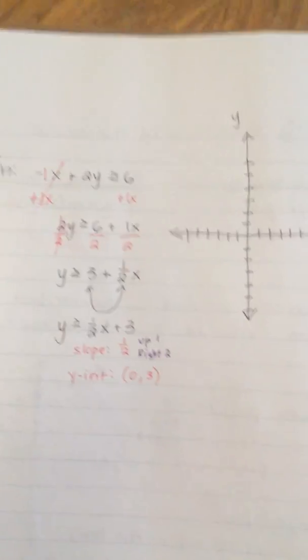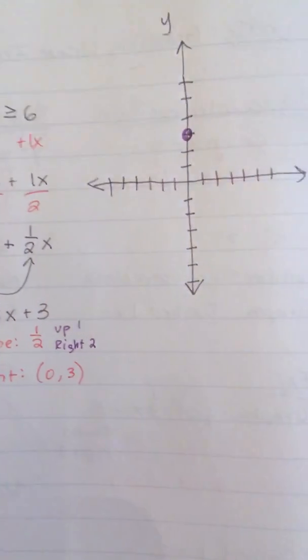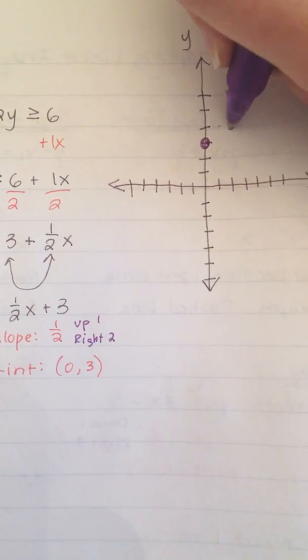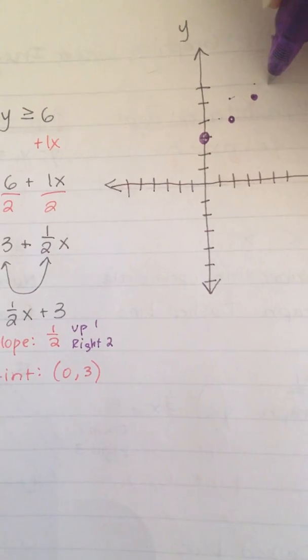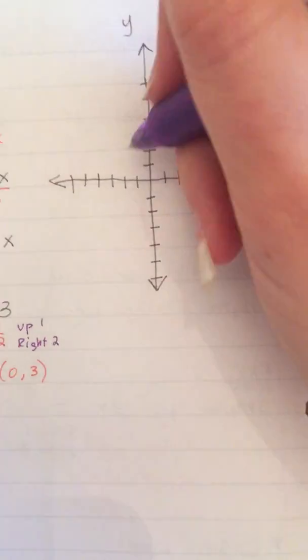So we're going to start with our ordered pair at 0, 3. And then my movement is up 1 to the right 2. Up 1 to the right 2. Now we're going to go down 1 to the left 2.